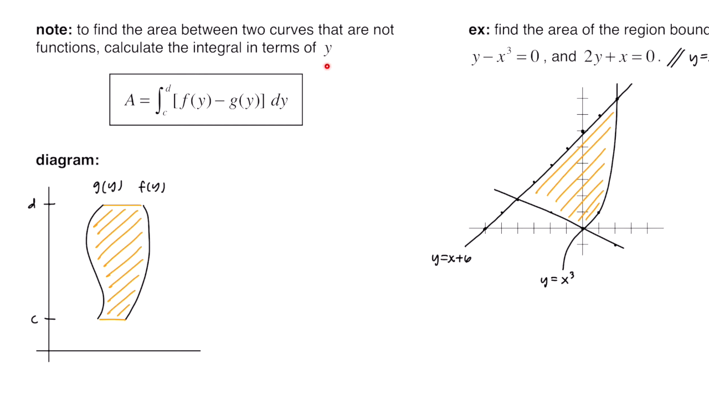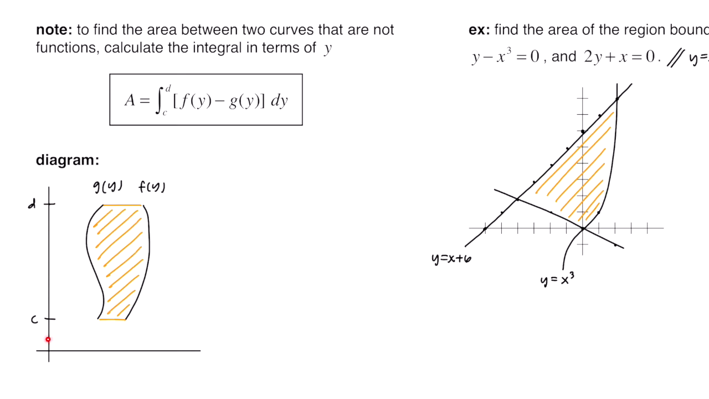Next it says to find the area between two curves that are not functions, calculate the integral in terms of y. So we have here the integral from c to d of f of y minus g of y dy. So you can see our diagram right here, we have g of y on the left, f of y on the right. Neither of these are going to be functions because they don't pass the vertical line test. And we can still find the area in between them.